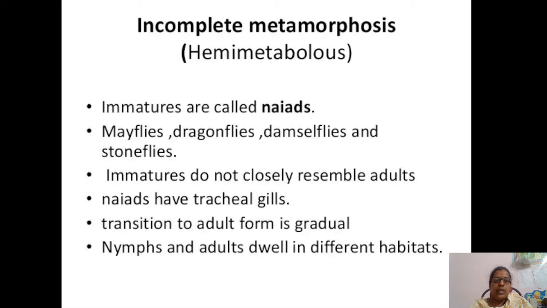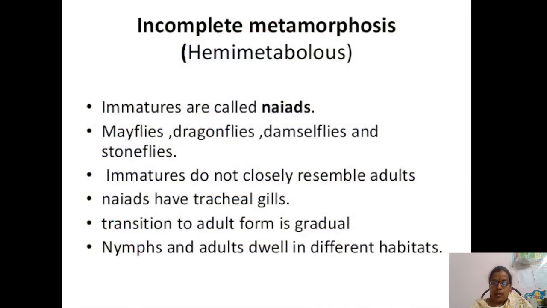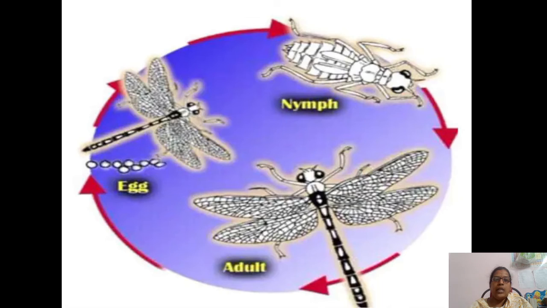So you can see that this transition to adult form is gradual. Nymphs and adults will dwell in different habitats. Generally the immatures, if they are living in water bodies, we call them naiads. So you can see here the eggs which are laid by the flies, dragonflies. Then the eggs will hatch into the naiads. Here generally the nymphs are called naiads. Then these naiads will transform into the adults. Naiads live in water, whereas the adults live an aerial mode of life, that is terrestrial.